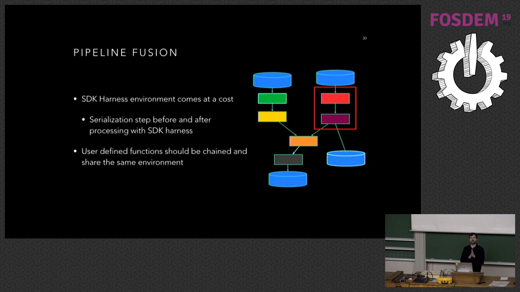There are some challenges to that, because there are some costs when you send data to an external process, right? You need to serialize that data and deserialize it again. So we built in an optimization called Fusion, which tries to combine as many of these Python stages, for instance, into one SDK harness, so we don't do duplicate serialization work.